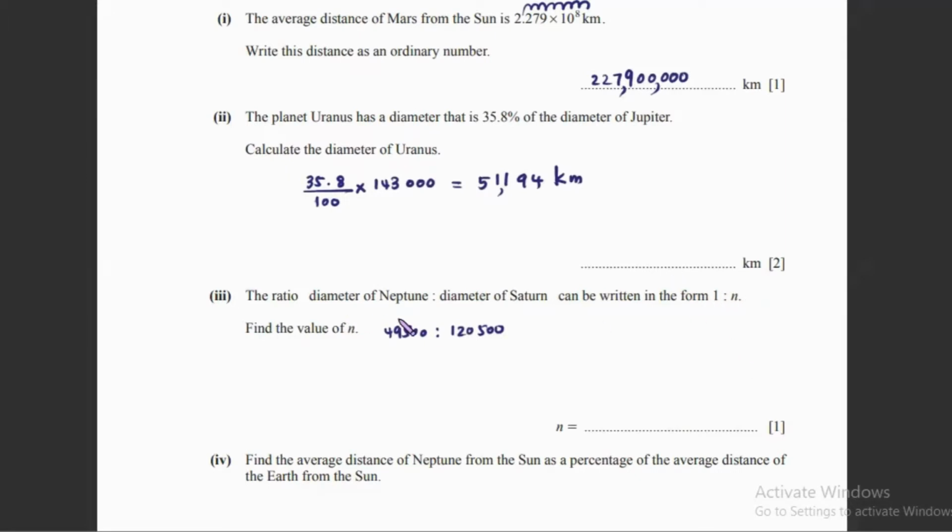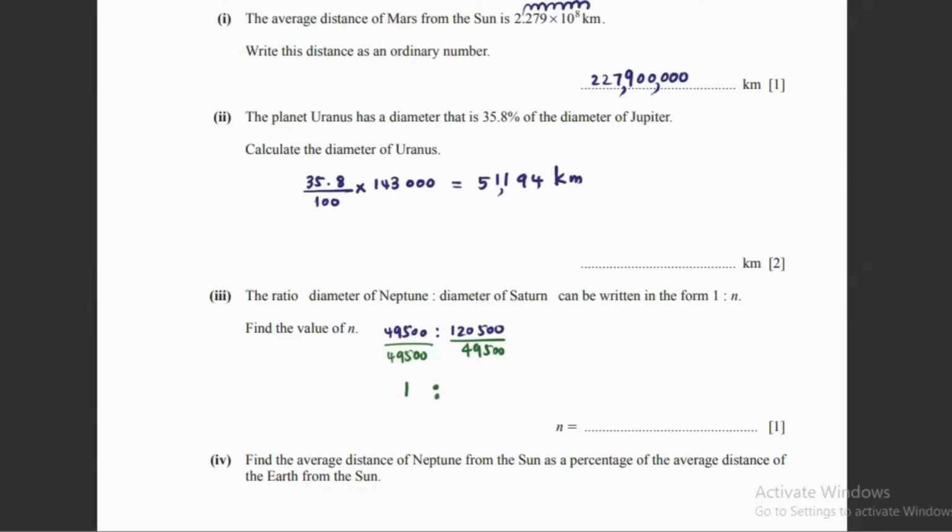1 to n means for Neptune, the amount that is given to us should be made into a 1. So to make this 49,500 into a 1, we need to divide this by 49,500. We do the same thing to the other side as well, that is to divide it by 49,500. So when we do that, we end up getting the answer as 1 to the value of n.